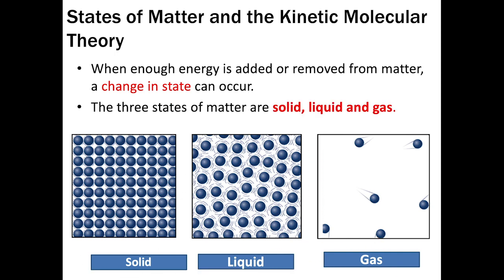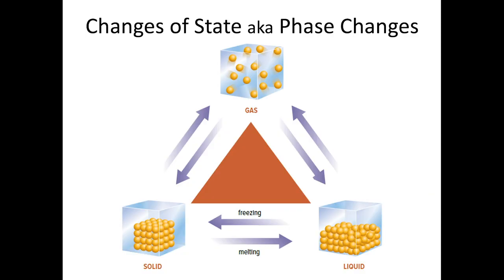So these three states of matter are referred to as solid, liquid, and gas. And we're not going to talk about plasma because it's a whole different thing. So this is this idea of changes of state. You've probably talked about this before in science. So anything moves through these different changes of state.